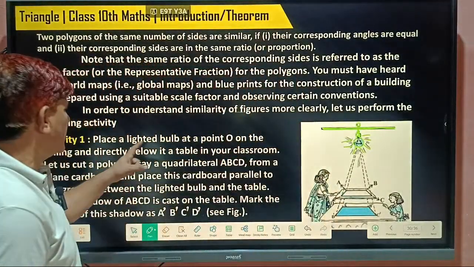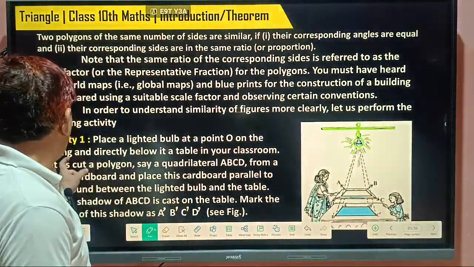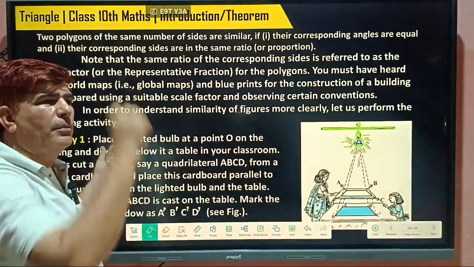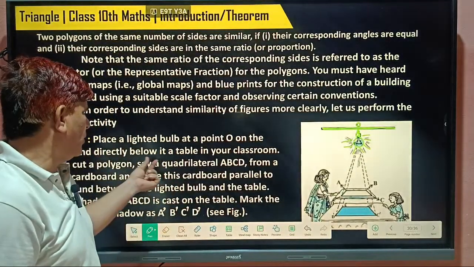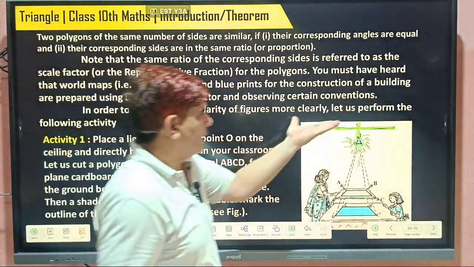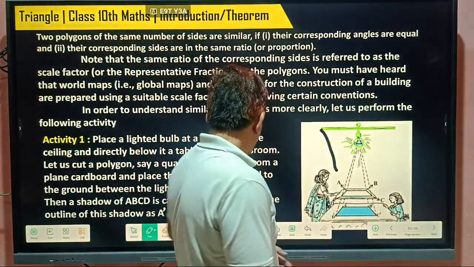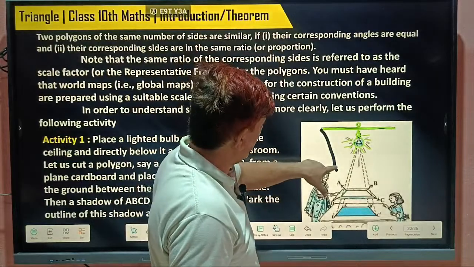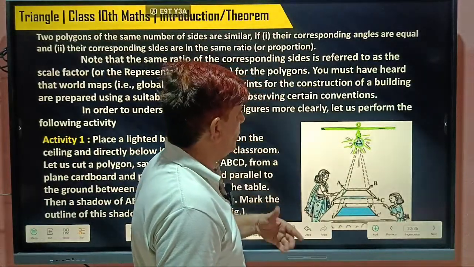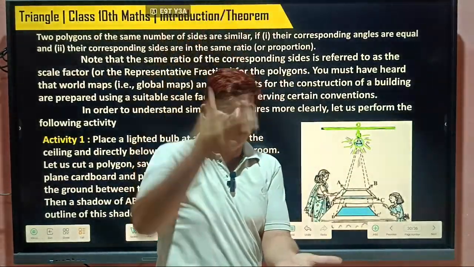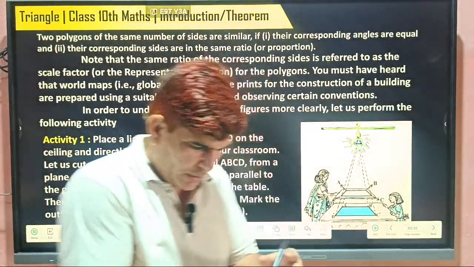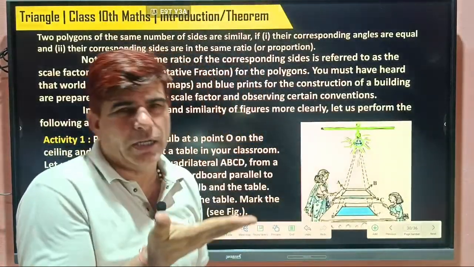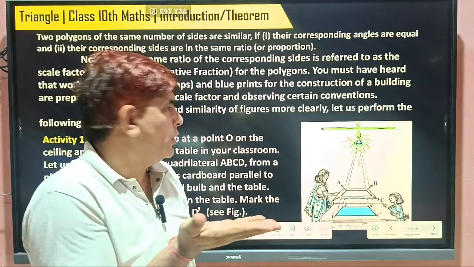Place a light bulb at point O on the ceiling, meaning the roof, and directly below it a table. Here also light is coming, so we can put tables here, so its figure becomes downside also.